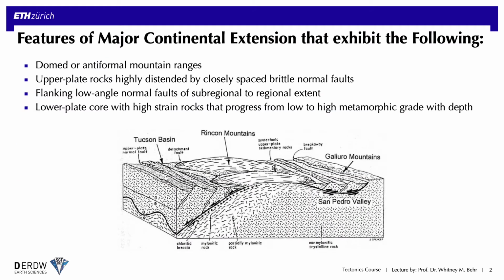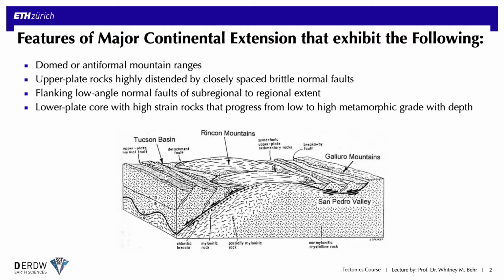So, to define a core complex, these are features of major continental extension that exhibit the following key characteristics. They represent domed or antiformal mountain ranges. They have upper plate rocks that are highly distended by closely spaced brittle normal faults. They have flanking low angle normal faults of subregional to regional extent. These are referred to as detachments. And the lower plate core of the complex consists of high strain rocks that progress from low to high metamorphic grade with increasing structural depth.